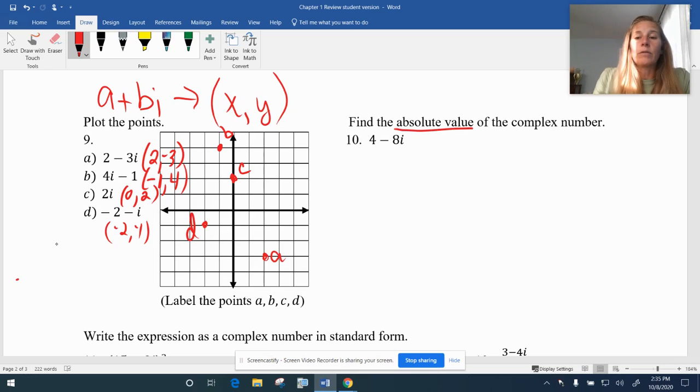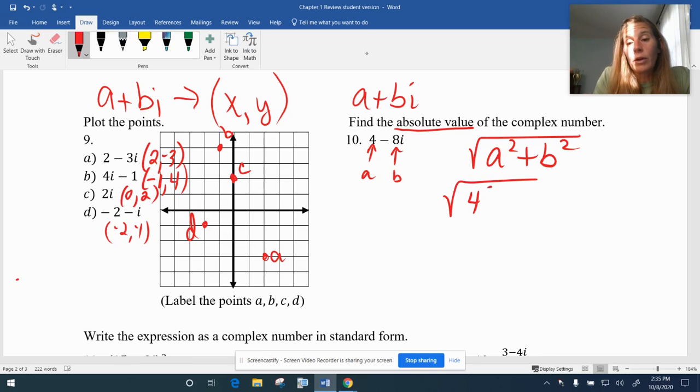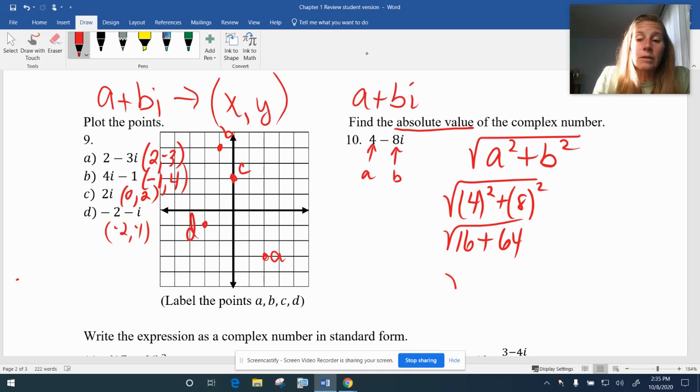Okay, finding the absolute value. So our formula for absolute value is the square root of a squared plus b squared. And again, we're dealing with that complex number in standard form. So in this case, my a is 4 and my b is 8. Even if you say it's -8, it's not going to matter, because when you square a number, whether the original number was positive or negative, it's still going to be positive. So we have the square root of 16 plus 64, which works out to be 80.